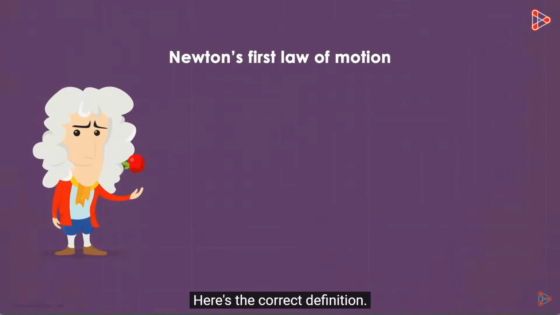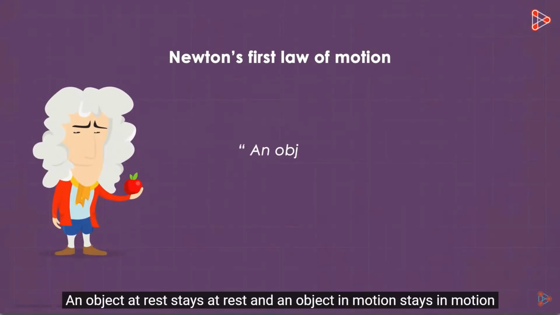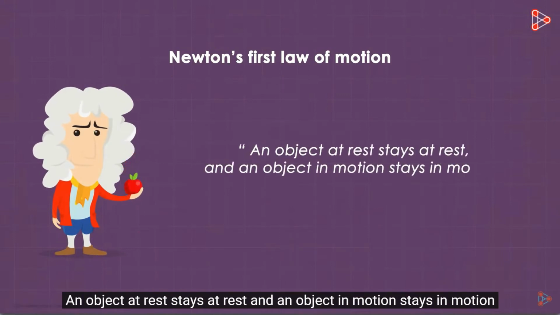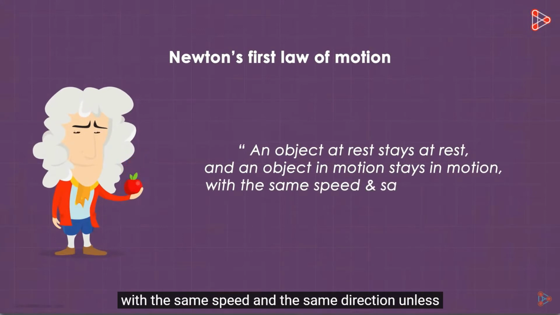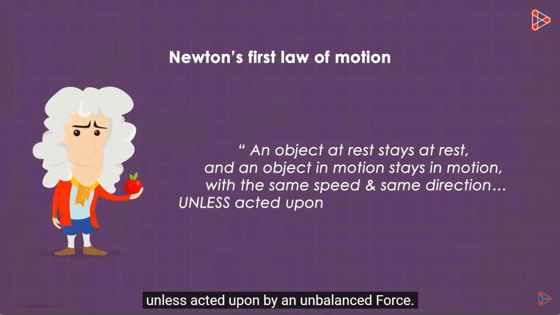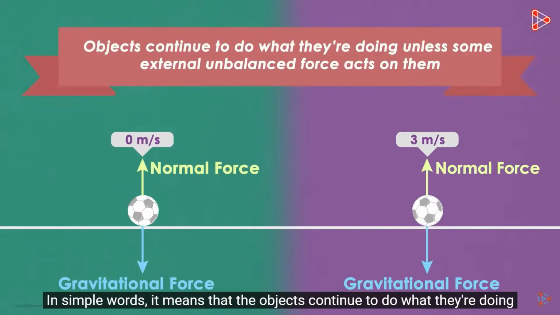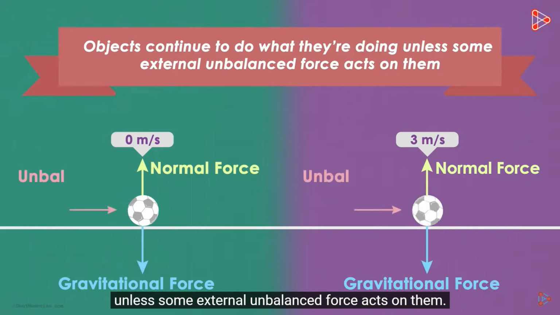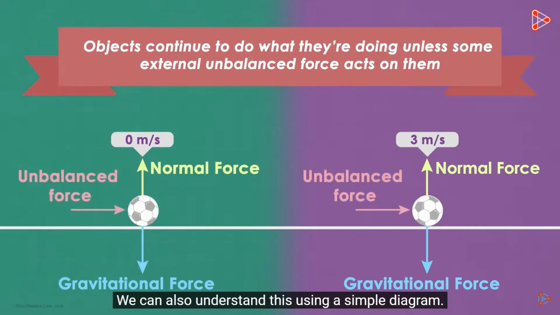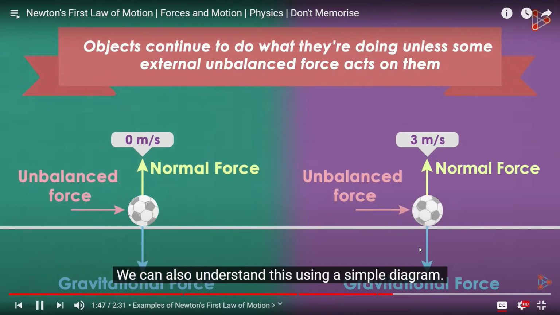Here's the correct definition. An object at rest stays at rest, and an object in motion stays in motion with the same speed and the same direction unless acted upon by an unbalanced force. In simple words, it means that objects continue to do what they're doing unless some external unbalanced force acts on them. We can also understand this using a simple diagram.